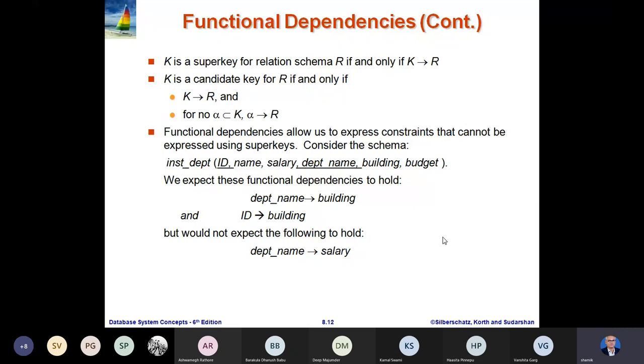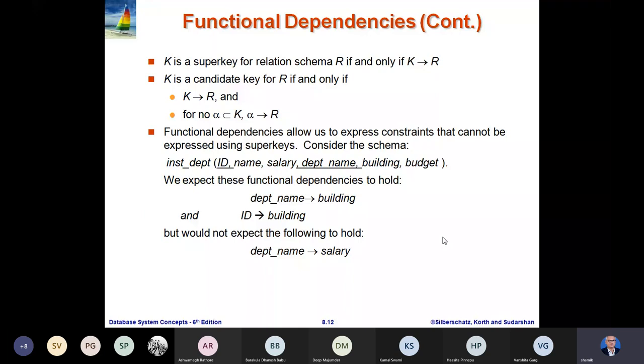Okay, so now candidate key, we can nicely define in terms of this functional dependency. So K is a candidate key of R if and only if, of course, K functionally determines R, that is the basic thing, and no proper subset of K functionally determines R. So there is no alpha which is a proper subset of K for which alpha functionally determines R.